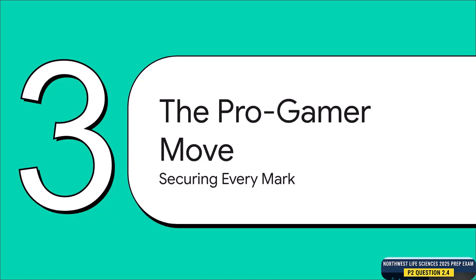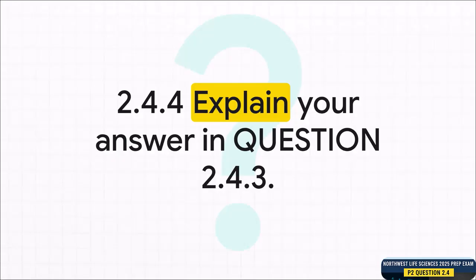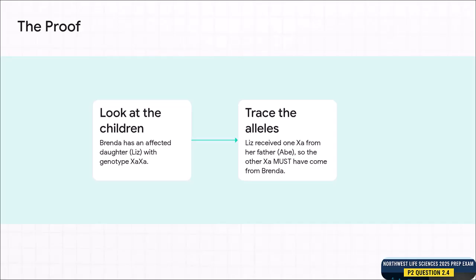Okay, welcome to the high flyer section. This is what separates a good answer from a perfect full mark answer. If you really want to guarantee you get all the points for these tricky explanation questions, you have to start thinking like an examiner. This is it, the 2-mark explanation. Why must Brenda be heterozygous? The key here isn't just about what you know in your head, it's about what you can prove using solid evidence straight from that pedigree chart. So here's the foolproof 2-step logic to secure both of those marks.